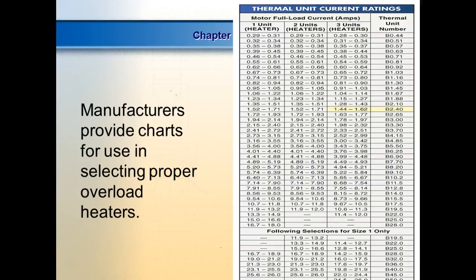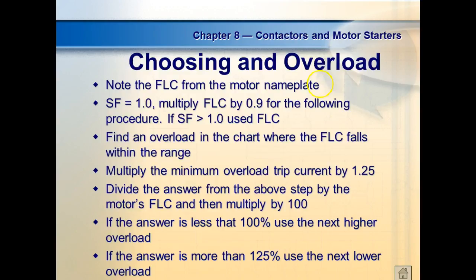No, this is choosing the overload. The procedure there should be a detective somewhere. I don't know exactly. 1.44 times 1.25 divided by 1.44, right? 1.25. So now you want to go lower. Well, yes and no.